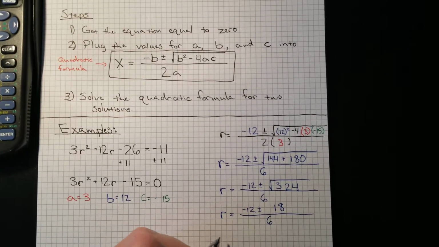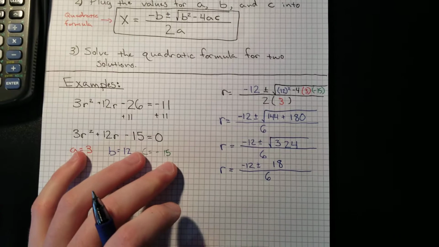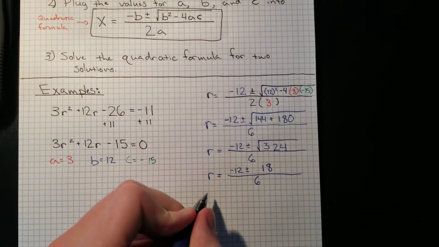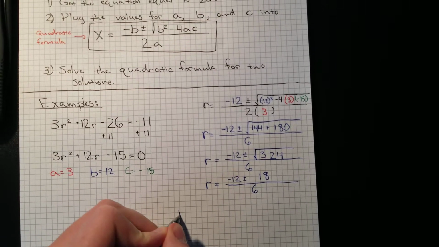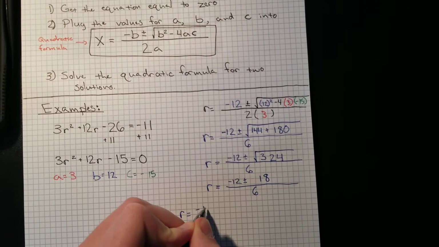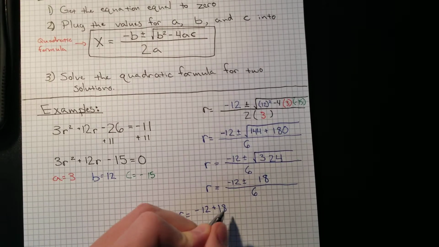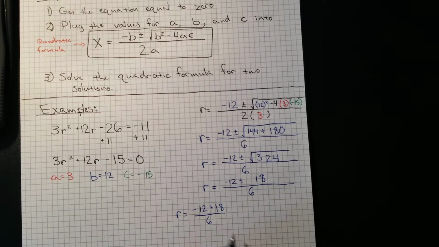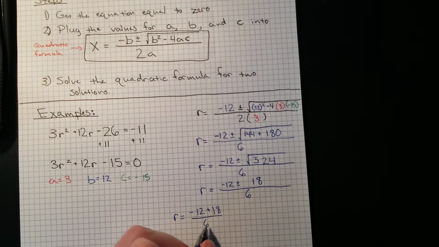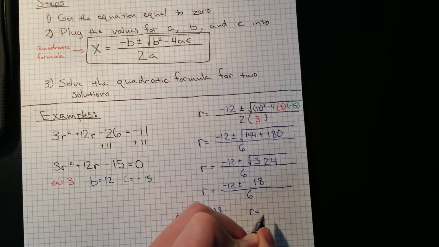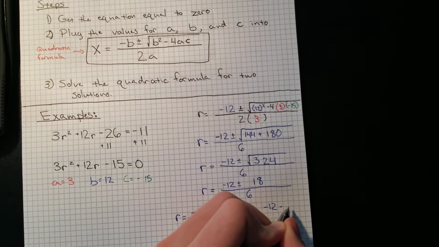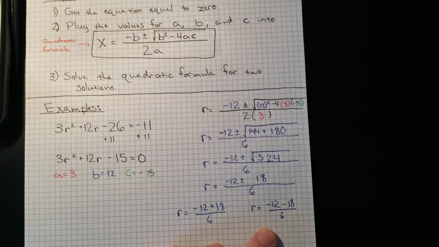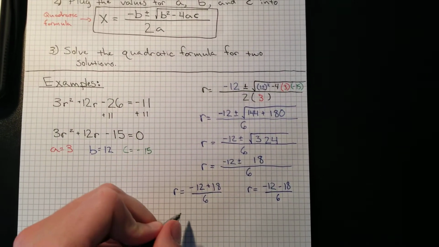Now, this is where we break things off. So if you remember from last week, all of these equations gave you 2 answers. So we're going to break this down into r equals negative 12 plus 18 divided by 6. So you see that plus minus. We'll do one of them plus, one of them minus. So negative 12 plus 18 divided by 6, and r equals negative 12 minus 18 divided by 6. So we have 2 little equations. We have to do those both out.